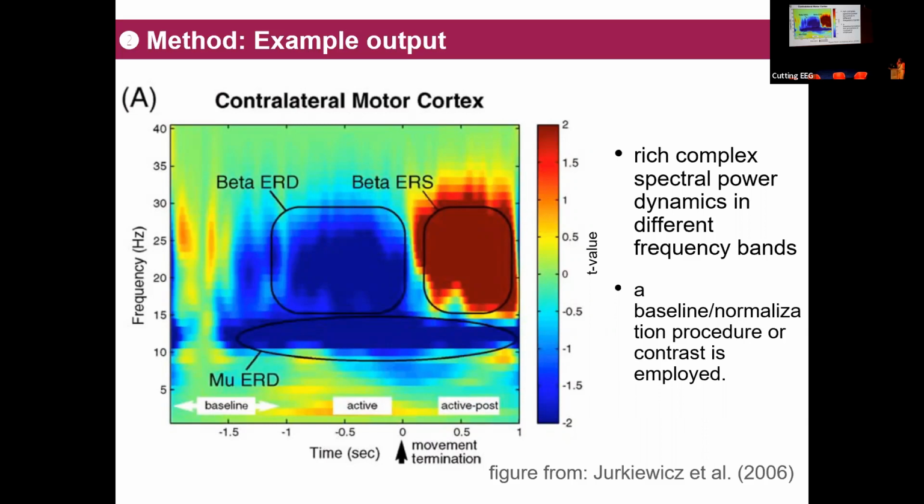To obtain a figure like this, you calculate the signal relative to a baseline, or you need a normalization procedure, or you do a contrast between conditions. That's what you typically do. Very similar to what you already did with the ERPs, just that it's now in 2D and in more colors.